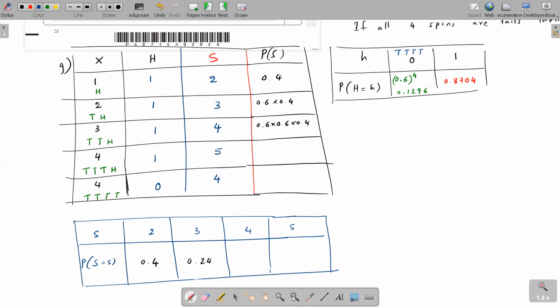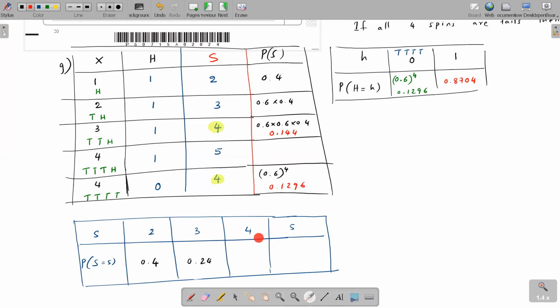Okay, tell me the answer for S equals 4 here. This answer, 0.6 into 0.6 into 0.4, is how much? 0.144. And when S equals 4, there are two branches. This other last one also is S equals 4. Get me this probability too. That is 0.6 to the power 4. How much is it? 0.1296.